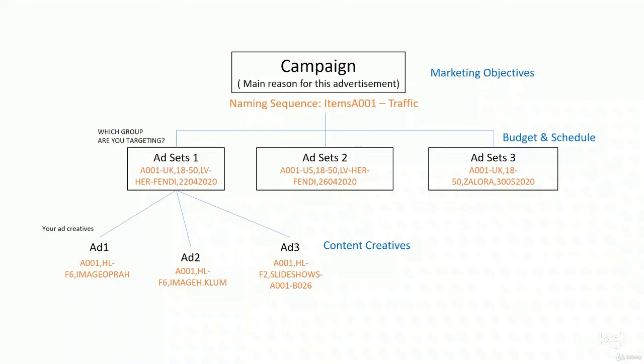And finally, the ads level controls your content creatives, your images, your videos, your slideshows, your headlines, as well as your sales copy. Now, understanding these 3 levels will allow you to navigate and also create campaigns and advertisements easier and faster.